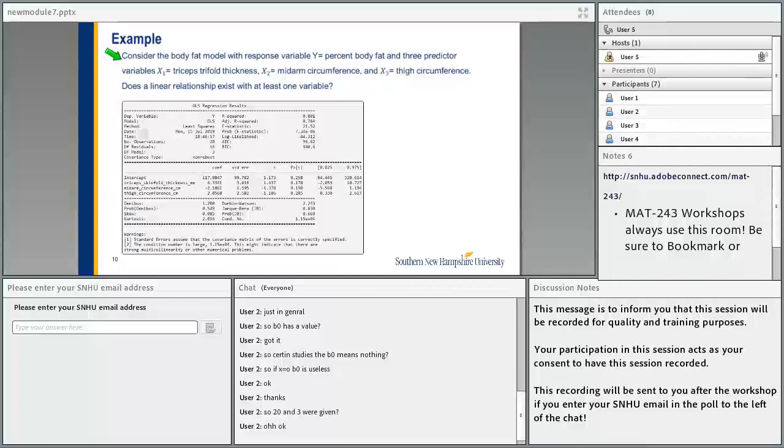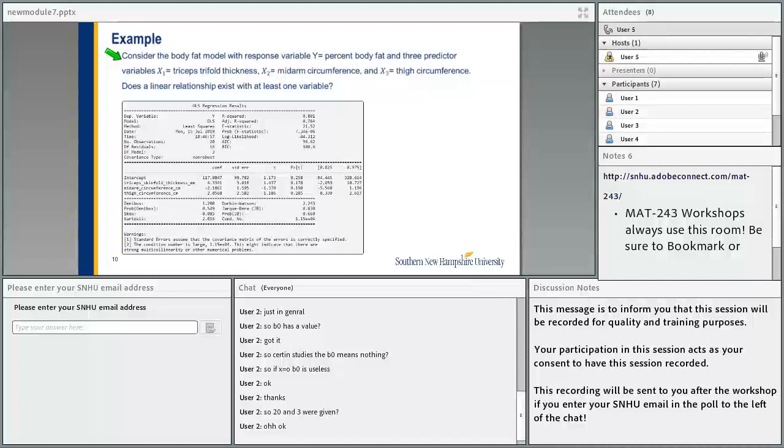So we consider the body fat model with response variable y equals percent body fat and three predictor variables. X1 equals triceps skin fold thickness. I think it's skin fold thickness. X2 is mid-arm circumference and X3 is thigh circumference. Does a linear relationship exist with at least one variable?